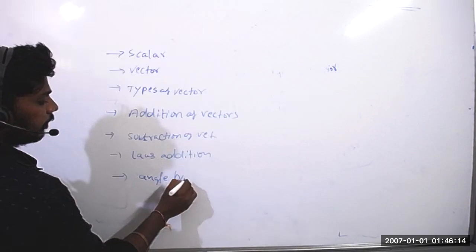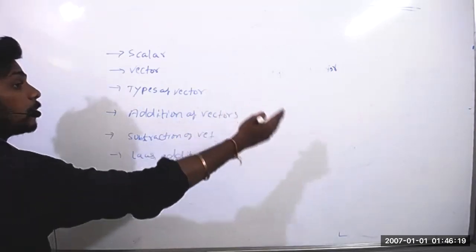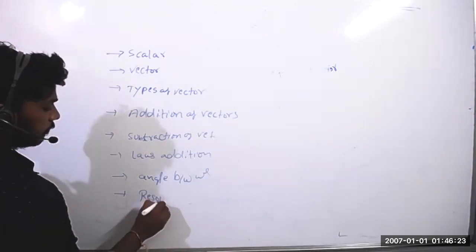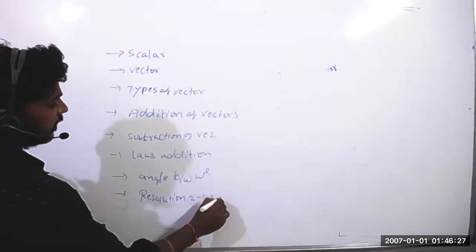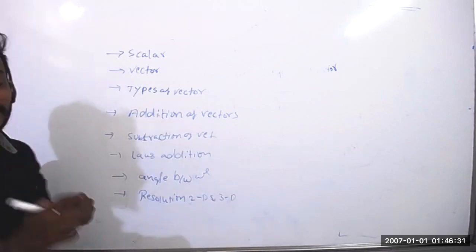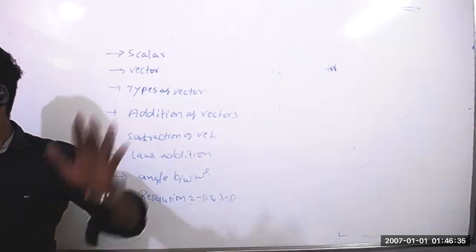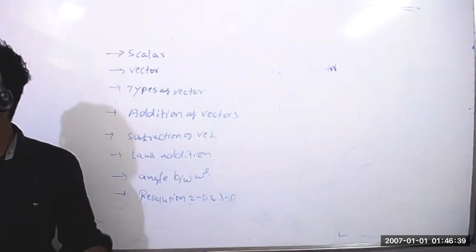Then resolution. Angle between vectors. We learned how to measure that angle. Some of the problems also we did on that. And resolution, two-dimensional and three-dimensional. What is the resolution meaning? You are splitting the vector into two. Splitting of a vector into its components is called resolution. That we have resolved in two-dimensional and three-dimensional.